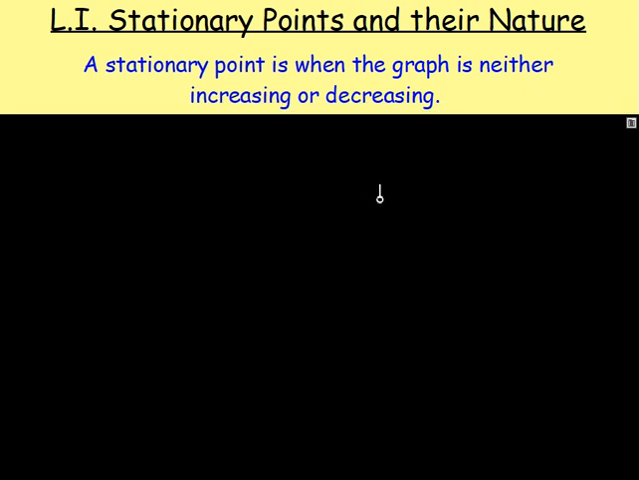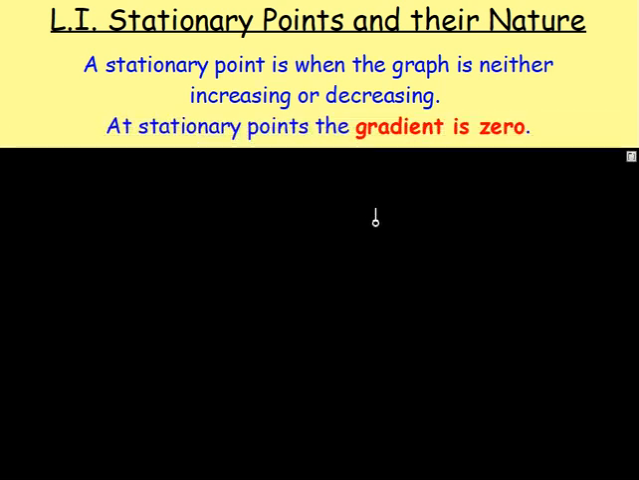If you think about it though, how did you find if a function was increasing or decreasing? Well, you looked at the gradient. So if it's doing neither, it means the gradient's not positive and the gradient's not negative, so you would say that at a stationary point the gradient is just 0.